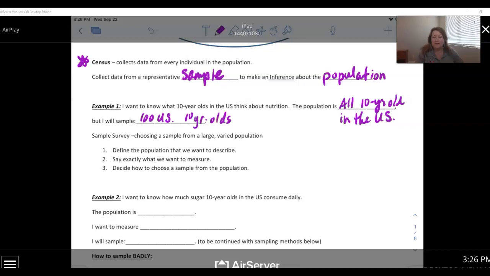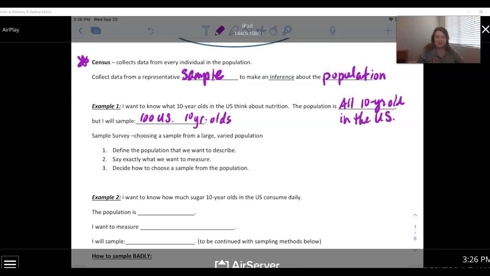All right, so a sample survey is choosing a sample from a large varied population. If they ask you to do this, you want to make sure you understand the question. You tell them what the population is, you say exactly what it is we're measuring, and then we decide how to choose the sample from the population.